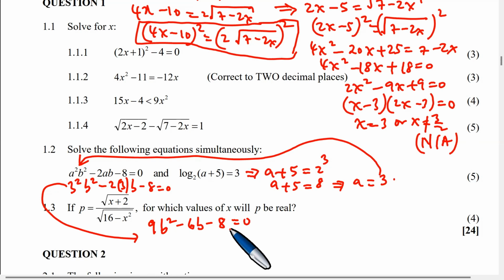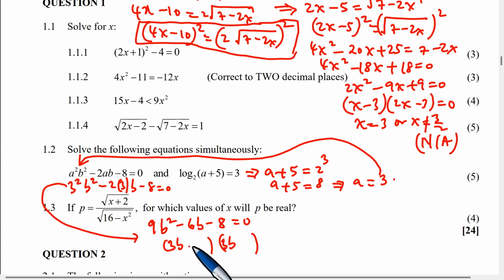Right, and when you get to this point, we need to factorize this. What are the factors of this? The factors of 9 are 3b and 3b. Those are the factors of 9b squared.